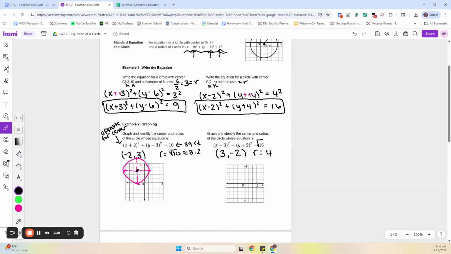So for this one, I got 3, -2 for my center. So 1, 2, 3, down 2. So this is my center. And with a radius of 4, I'm just going to count 4 sideways. So 1, 2, 3, 4. Make my dot. Count 4 up. 1, 2, 3, 4. So this is going to be my next one. And then count 4 sideways. 1, 2, 3, 4. So about like right there. And then 1, 2, 3, 4. And then go all the way around. There you go.